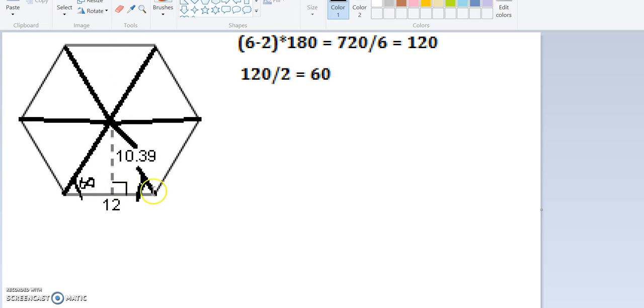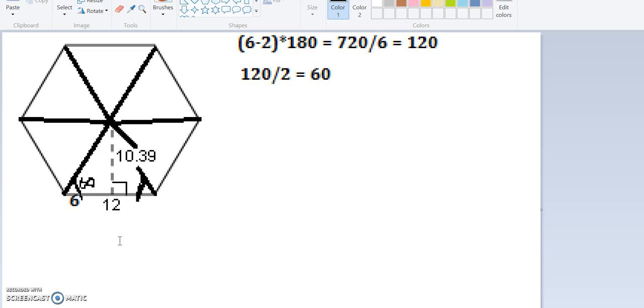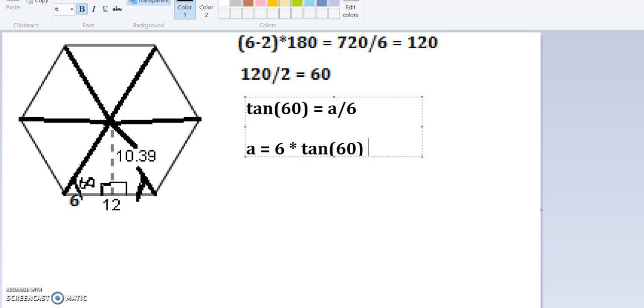And I know the whole bottom is 12, so this part that I'm interested in just here is 6. I still have this right angle because I still have a right triangle. So tangent of 60 degrees equals my apothem over 6. Or my apothem equals 6 times the tangent of 60 degrees, which is about 10.39.